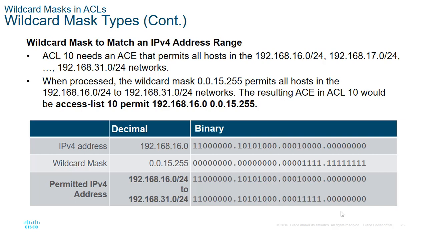Now the wildcard mask would be 0.0.15.255. If you take a look at it, we have the 15 right here. If we take all those bits, the 1, the 2, the 4, and the 8, and add all these up, 1 and 2 is 3, 3 and 4 is 7, and we end up with 15. The next number here, I'm sorry, this is my 16-bit right here.